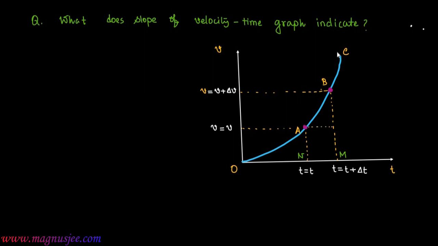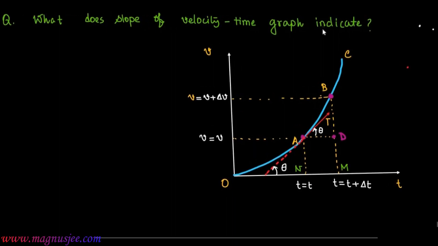At A, the body has lesser velocity. At B, the body has greater velocity. Now we can also draw the straight line AD. At A, if we draw a tangent with the positive time axis, that tangent AT makes an angle theta. The tangent AT at the point A on the velocity time graph makes an angle theta with the positive time axis. Similarly, the tangent AT makes an angle theta with the straight line AD which is parallel to the time axis.